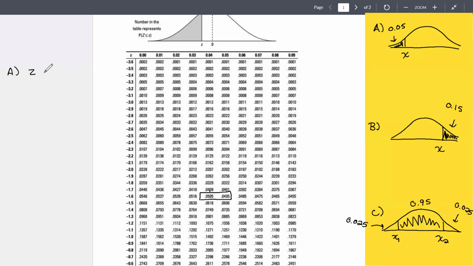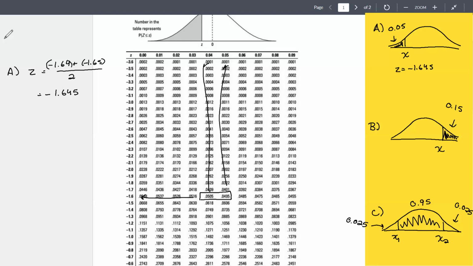So for A, the z-score that we're going to have is going to be the average of the negative 1.64 and the negative 1.65, which is going to be a negative 1.645. So that tells me my z-score. The z-score I associate with this x value is negative 1.645.